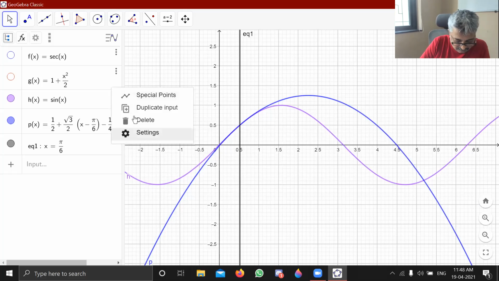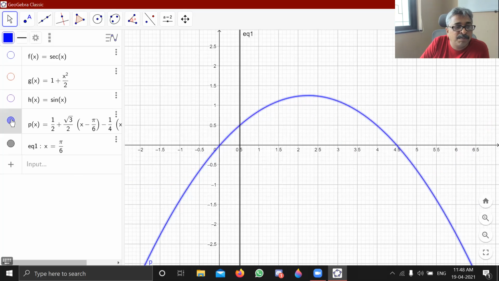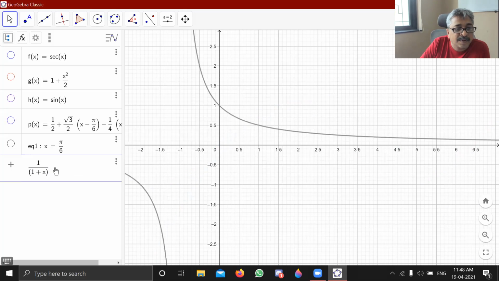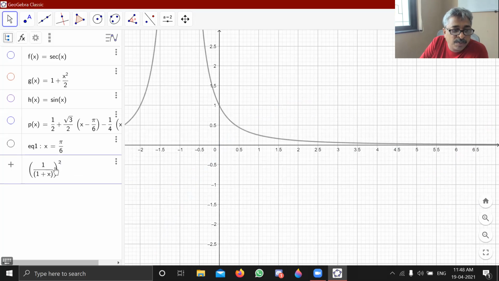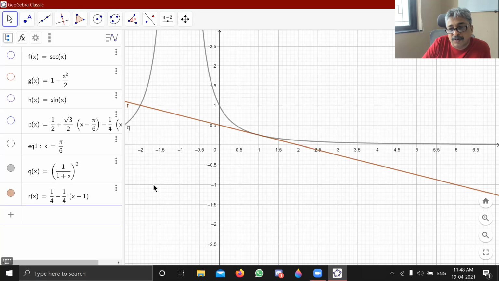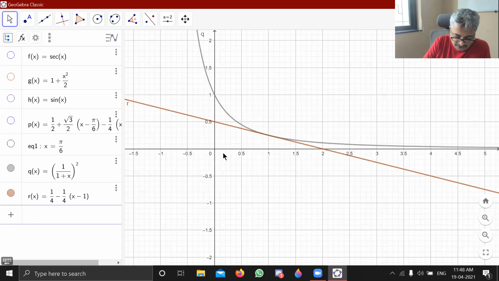Now next is 1 upon 1 plus x bracket square, and it is near 1. Okay, so now the graph is at the correct position. Okay, now new function, that is 1/4 minus 1/4 times x minus 1. Okay. Now this is happening near 1.